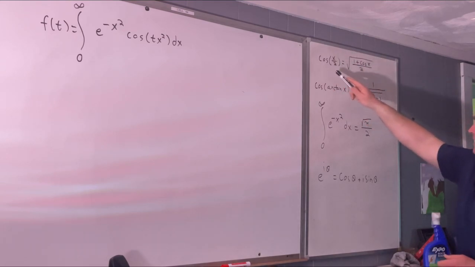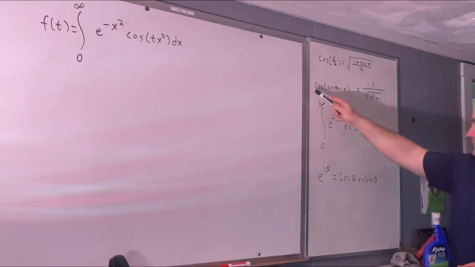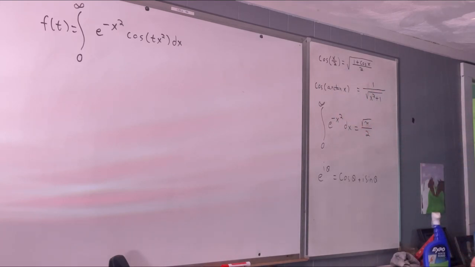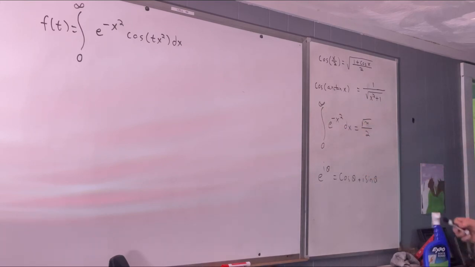This is just the cosine half angle identity. It's fairly well known. I'll show this one here in a second. It just says that cosine of arctangent x is equal to 1 over the square root of x squared plus 1. This is half the Gaussian integral, fairly well known, especially for people watching this channel. I will link to a video in which I show this result using Feynman integration. And then also, we'll be using Euler's formula.